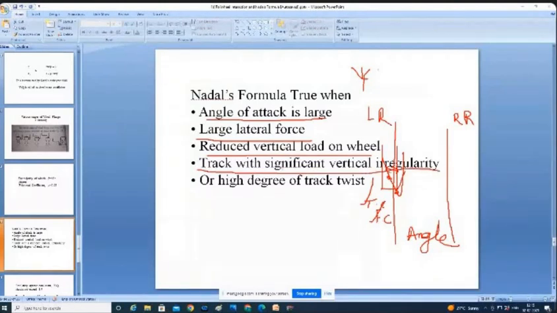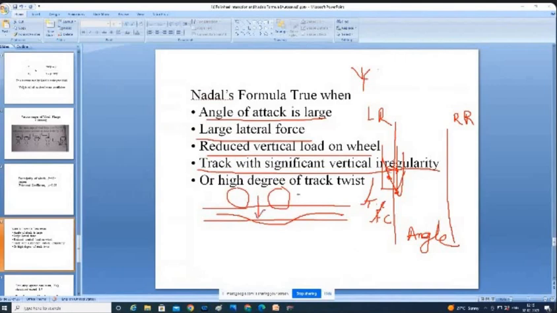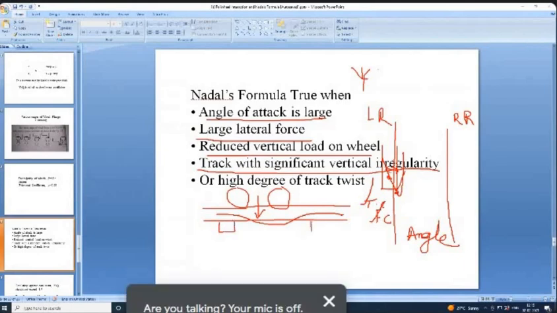Track with a significant vertical irregularity means, for seeing the track, it will be like this only. But actually, if a load comes on this, say a wheel is moving on this, then the track may go like this. That means it will sink like this, then go up, again sink like this. Wherever sleepers are there, say this is the sleeper here, this is the sleeper here.